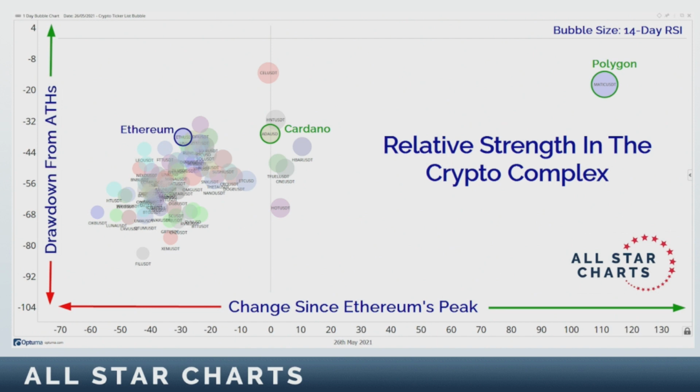And then let's talk about relative strength. When you look at all the cryptos, where's the relative strength? Notice how that Polygon really stands out to the upper right. On the y-axis, we're looking at the drawdown from all-time highs. On the x-axis down below, we're looking at the change since Ethereum's peak. I thought that was a good anchor point. So needless to say, the further to the upper right, the stronger. The further to the lower left, the weaker. And Polygon really, really stands out in terms of relative strength.